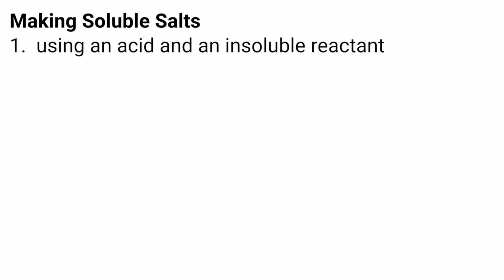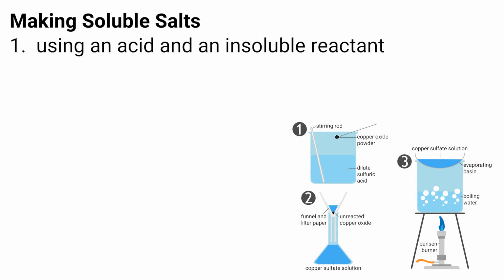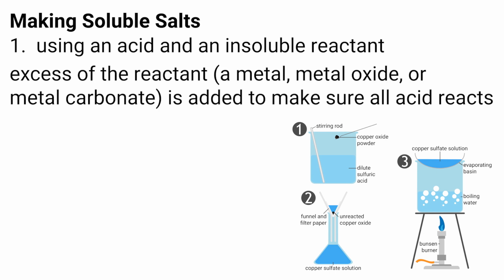There are two ways that we can make a soluble salt. The first way is from an acid and an insoluble reactant, and the second is from an acid and a soluble reactant. The first way takes an excess of a reactant, such as a metal oxide or a metal carbonate, and it's added in excess to make sure all of the acid reacts.